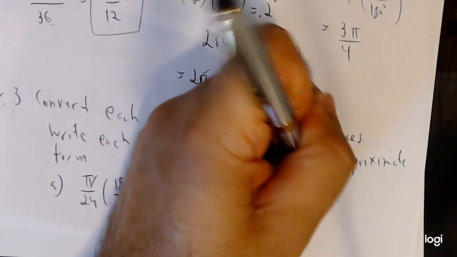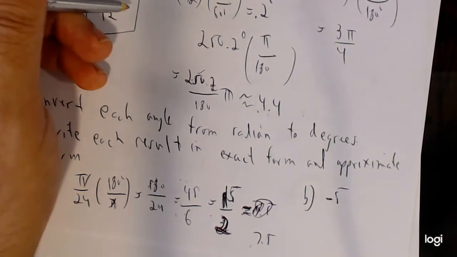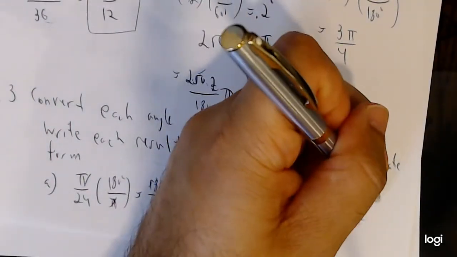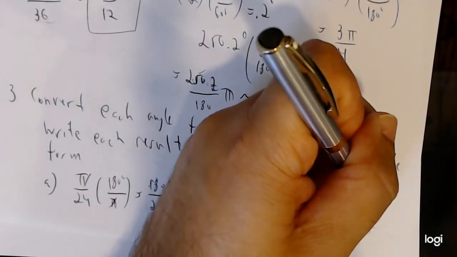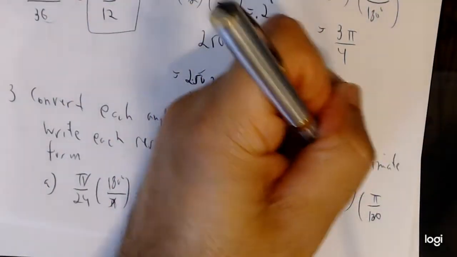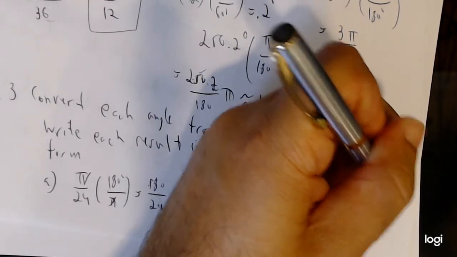Okay, so for part B, same idea, it's just -5. So the way we would convert this, this is -5 degrees. Now to convert this to radians, I'll just multiply by pi over 180. Sorry, the other way around. This is radians, not degrees. We're going the other way. So it'll be 180 over pi.